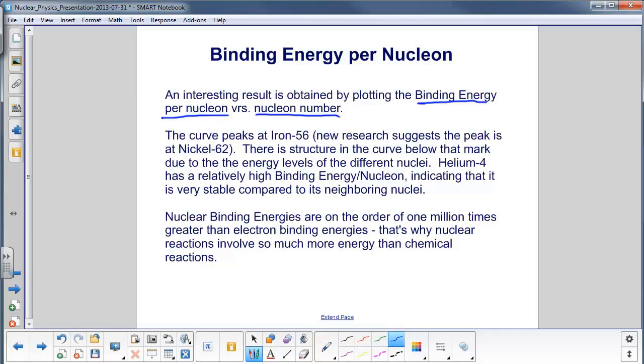So again, just a reminder of binding energy. That's how much energy you have to put into protons and neutrons to put them together to form a nucleus. Now, nuclear binding energies, which is what we've been talking about, are on the order of 1 million times greater than electron binding energies. It's very easy to rip electrons off of atoms. We do it all the time with static electricity. However, with the nucleus, 1 million times more energy is required, and that's why nuclear reactions involve so much more energy than chemical reactions.